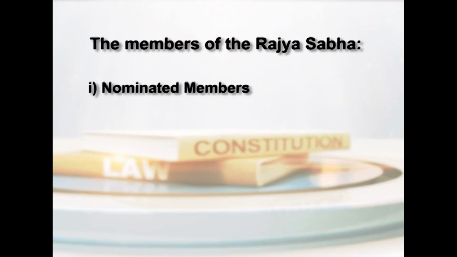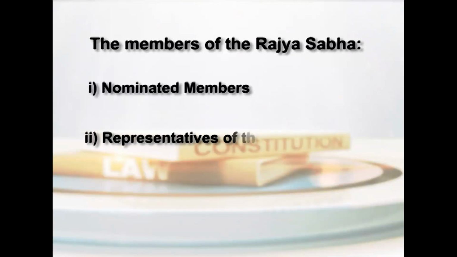First come the nominated members. As already stated, out of the 250 members, 12 members are nominated by the Indian President from amongst persons who are experts in the field of science, literature, art or social service. The principle of nomination was introduced in our constitution to incorporate the expert knowledge of these distinguished personalities within the parliament. Second, members of the Rajya Sabha happen to be the representatives of the states.